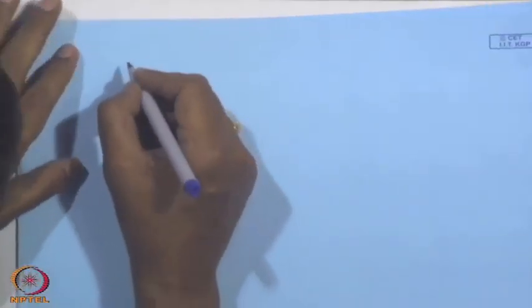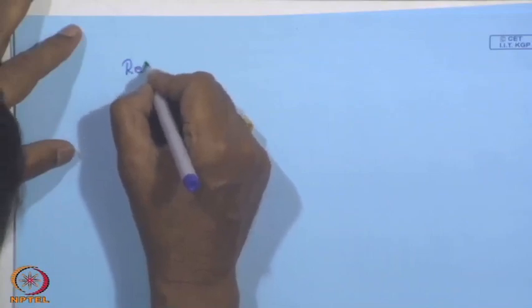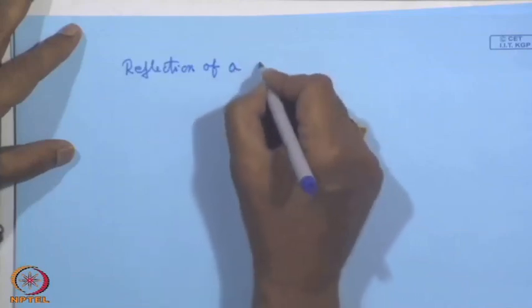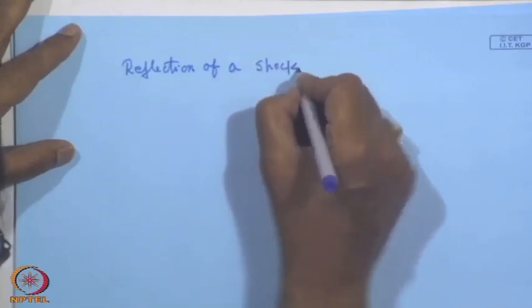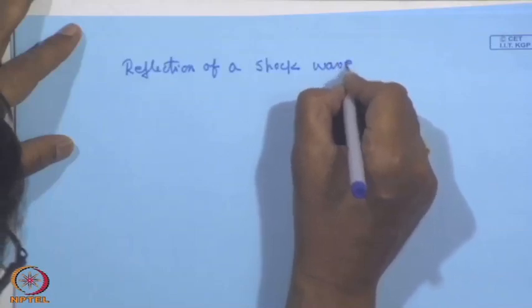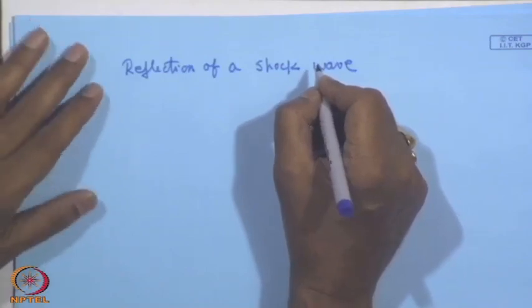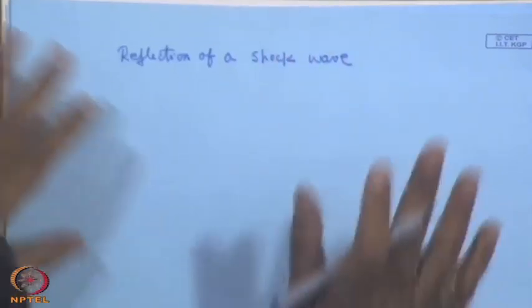This is a very interesting problem. Now I will tell you something regarding the reflection of a shock wave. What is reflection of a shock wave? Let me tell you. Reflection happens when the shock wave is moving. We have done moving shock wave analysis; now, to understand reflection of a shock wave, let me tell you the physical picture.